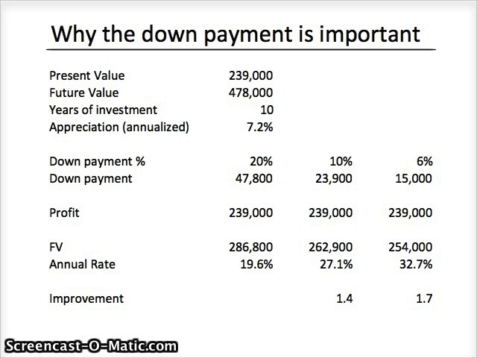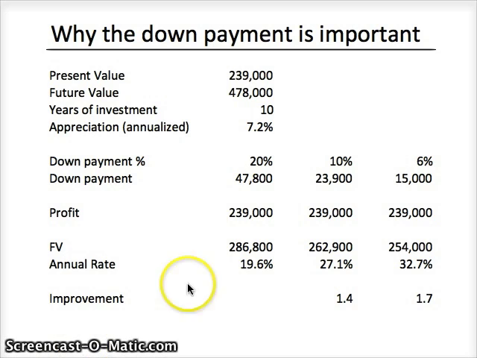In this video, we're going to explore why the down payment is important in the returns we can generate in an investment property. The example we're going to use has a house value of $239,000. The future value is $478,000, or the doubling of the value of the house over the next 10 years. That would amount to an appreciation of 7.2% annualized. With the 20% down payment, we would need $47,800.